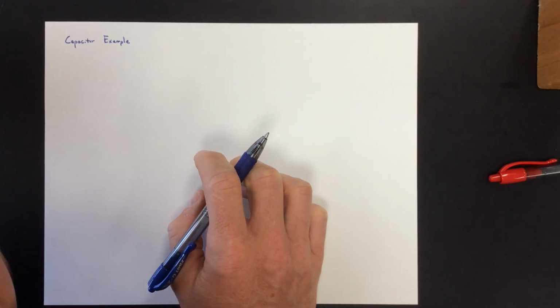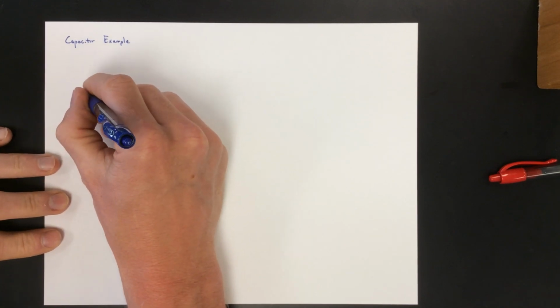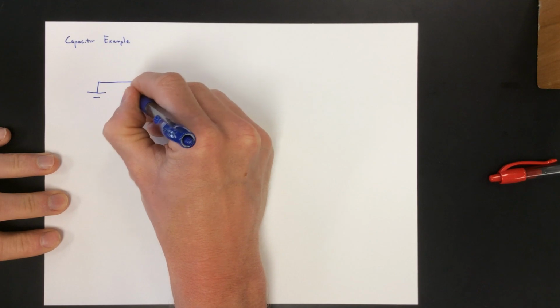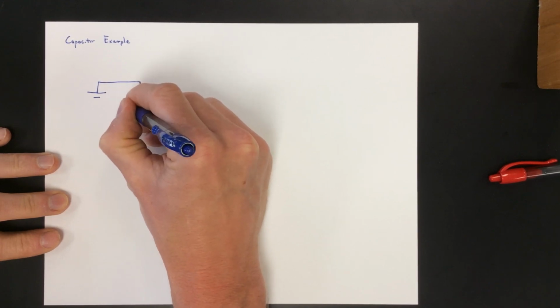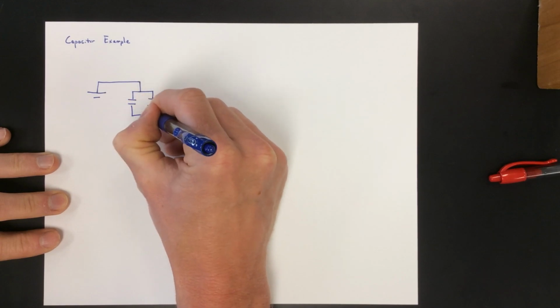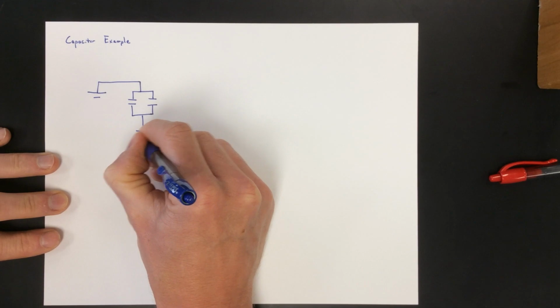All right, let's look at a capacitor example. So let's kind of draw a circuit out here. Let's use a battery, and let's go ahead and have a capacitor there, a capacitor there. Maybe the circuit joins back up, and then have a capacitor here.